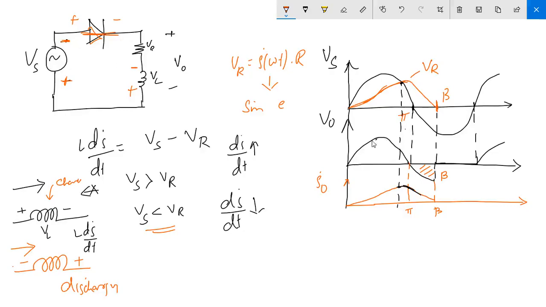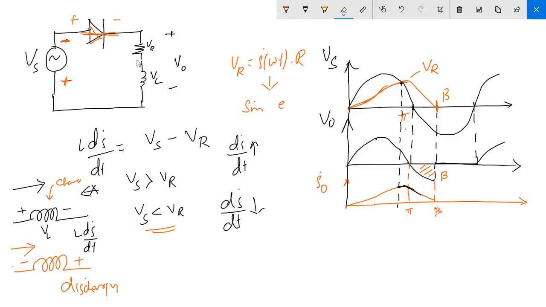Now the diode does not have the nature to conduct in the negative half cycle, but it is conducting because the voltage across your inductor is high from pi to beta. So what happened is that people attached one more thing.